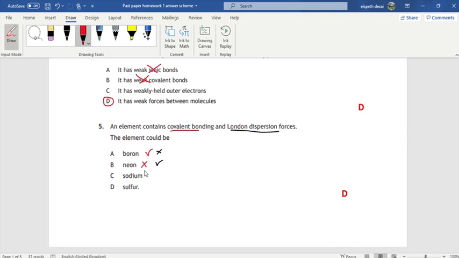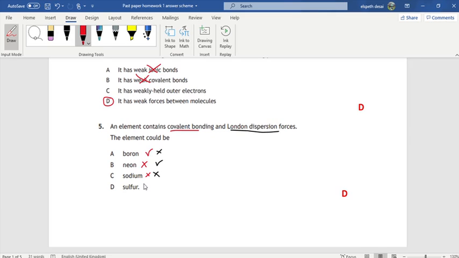Sodium. Think about what type of bonding structure is found in sodium. Hopefully you're remembering that sodium is a metal, so it therefore contains neither covalent bonding. Metal atoms join to other metal atoms by metallic bonding, and London dispersion forces are nothing to do with metallic bonding at all. So actually, by the fact that we've got 3 crosses here, we've already, by process of elimination, concluded that sulfur must be the correct answer.